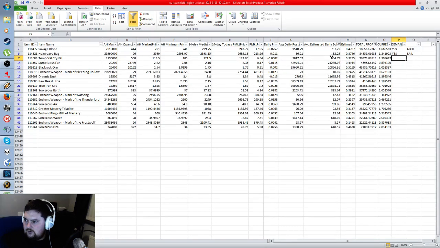And if we take a quick look at the hexweave bags, we can see that on my server 32 hexweave bags get sold every day. There's usually 86 posted. There's currently only 26 on the auction house, so there's a pretty good shout that I could sell a couple of bags if I had them. So that's maybe something I'd want to start farming for.